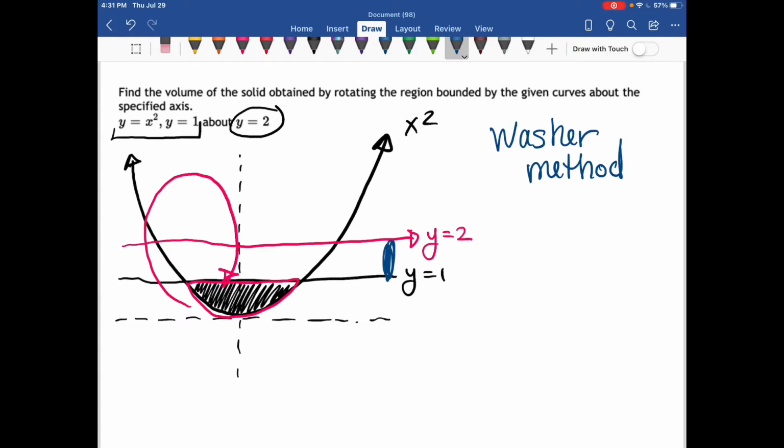And the washer method says we integrate on the interval of interest. Well, in this case, we'll talk about it generically, a to b. And then you multiply that integral by pi, and then you take the outer radius, I'll call that radius 1, you square it, and you subtract radius 2, the inner radius, and square it. That's what you're going to integrate.